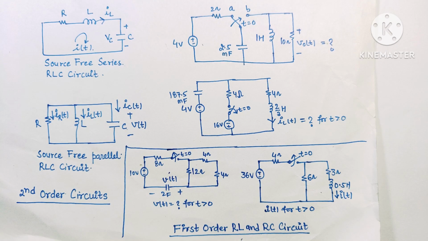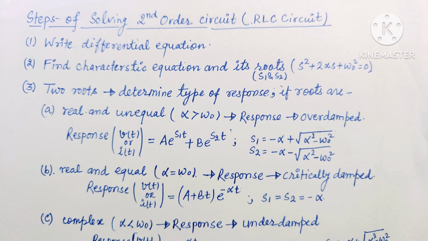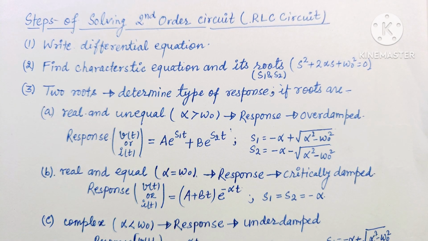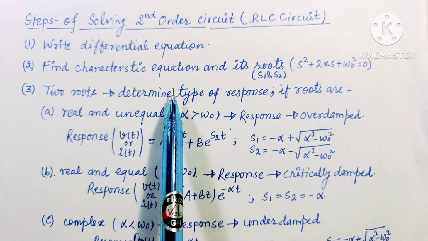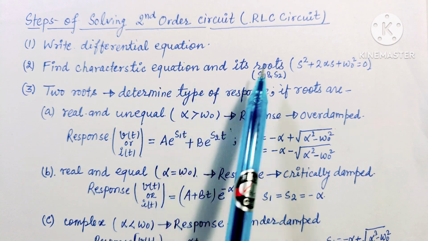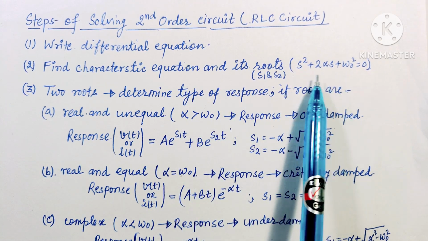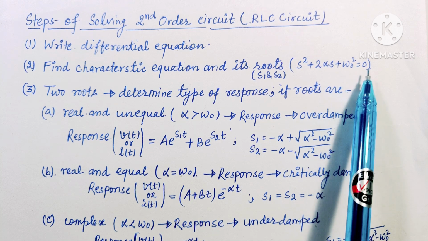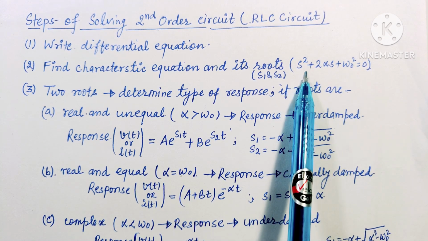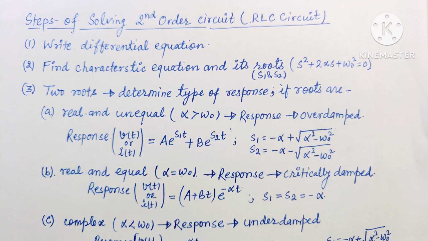So let us see what the procedure is and how we can calculate these circuits. Let us first see the steps of calculation. For the calculation of a second order circuit, we will first of all write down the differential equation of the circuit. In the second step, we will find the characteristic equation with the help of this differential equation, and the roots of this characteristic equation. The characteristic equation will be in this form: s square plus 2 alpha s plus omega naught square is equal to 0. Here the order of the circuit will be 2 since this is a second order circuit.